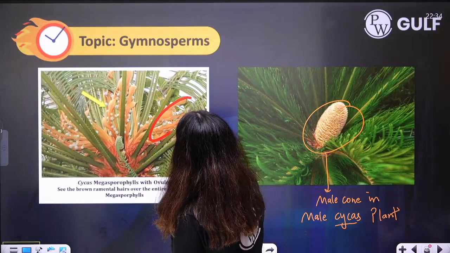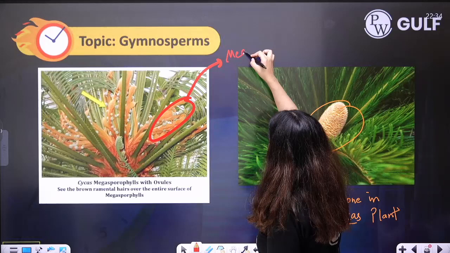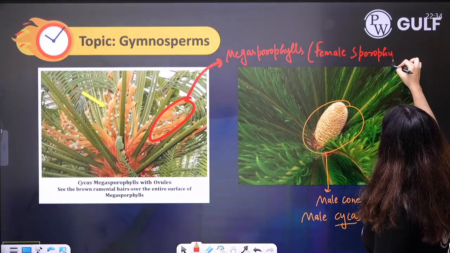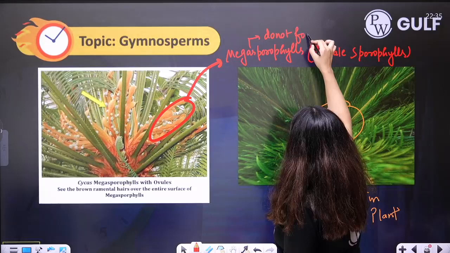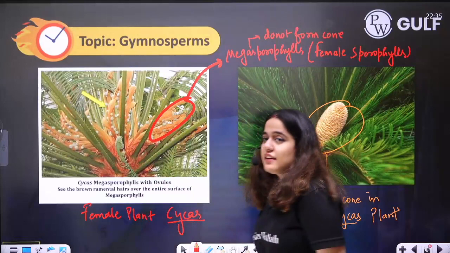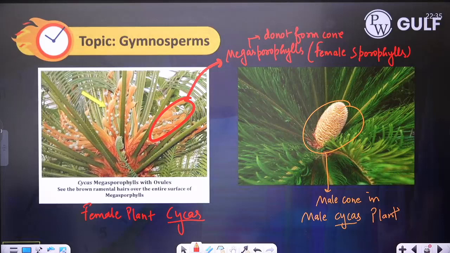These are the sporophylls. Because these are the female sporophylls, we call them megasporophylls, female sporophylls, right? They don't form cones in cycas. This is the female plant of cycas. So cycas has two separate plants, female and male, where the male has a male cone, but the female doesn't have a female cone.